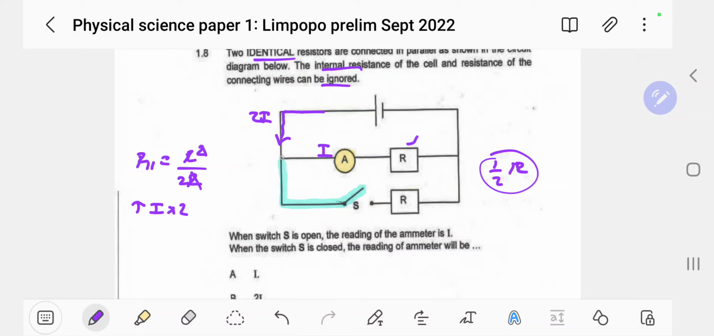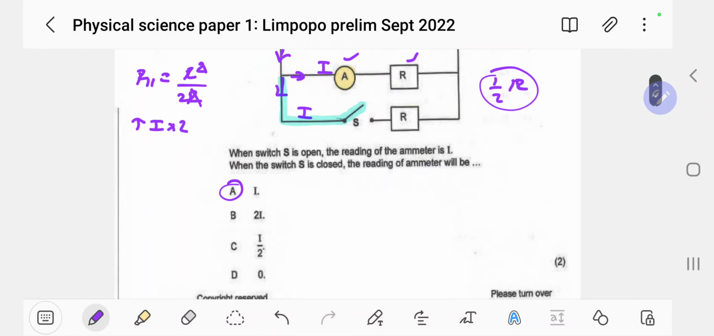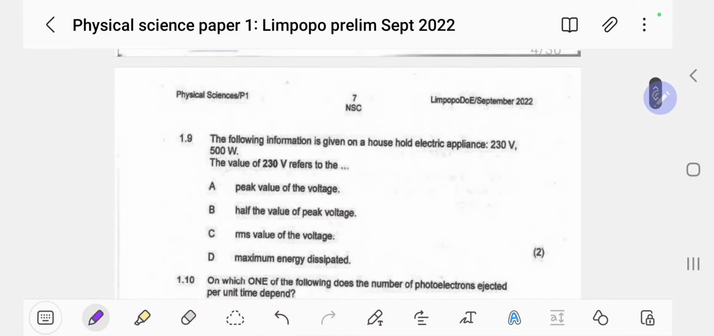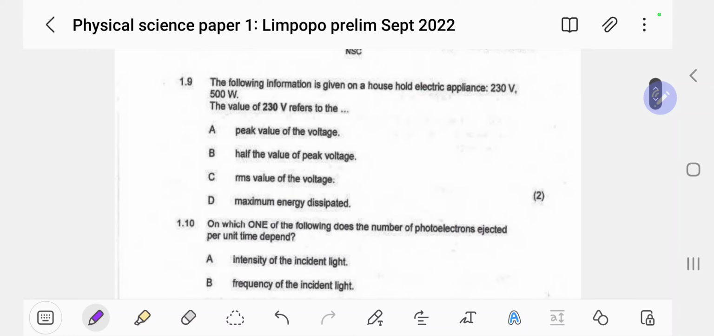All right, and then when it gets here, it splits because these resistors are identical, so it's 1:1. So this will split into I and then I on this side. Okay, so that means this ammeter will read I. So the answer there becomes A. So everything else goes away. All right, I hope you understand that. It is built from Ohm's law. All right, guys, let's keep moving. We don't want to waste time here.